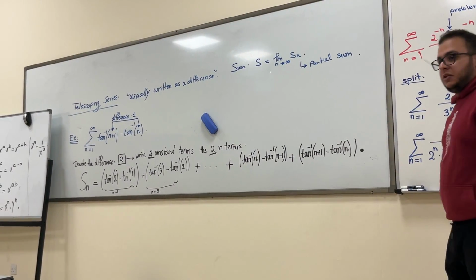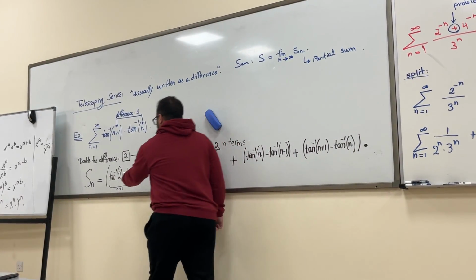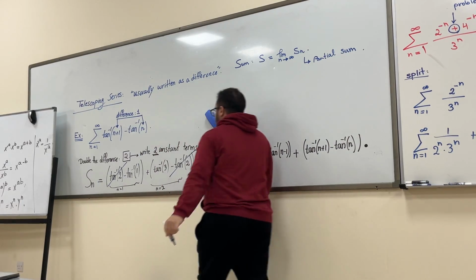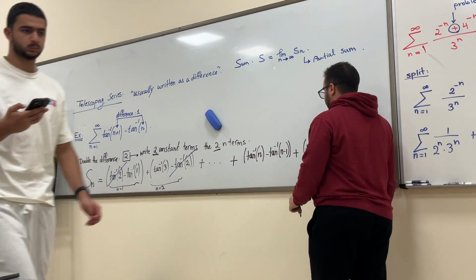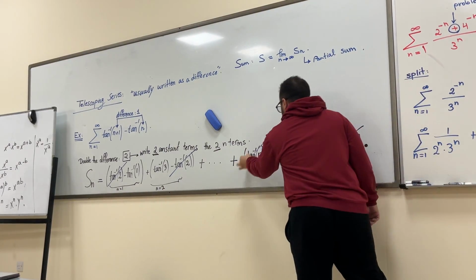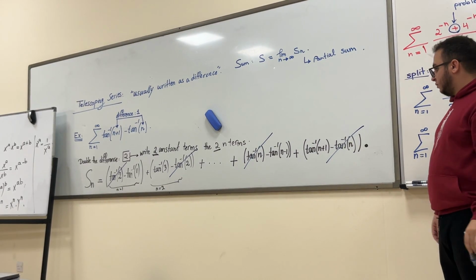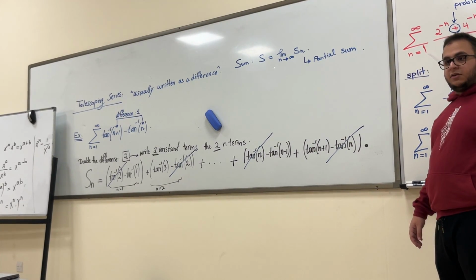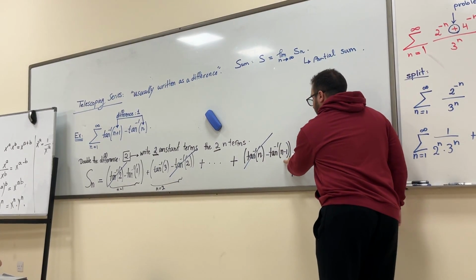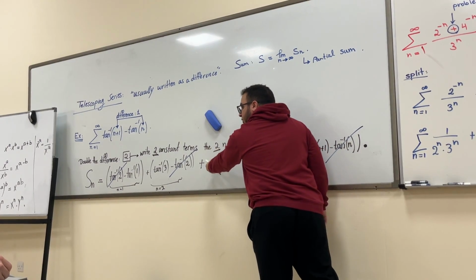You will see cancellation. You have to see cancellation. Look: tan inverse 2, tan inverse 2, cancel. Tan inverse n, tan inverse n. Clear? So we cancelled, right? And what will happen here? This one will cancel with the terms in the middle. There are some terms in the middle. You don't have to write them.